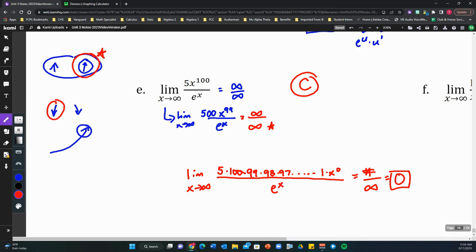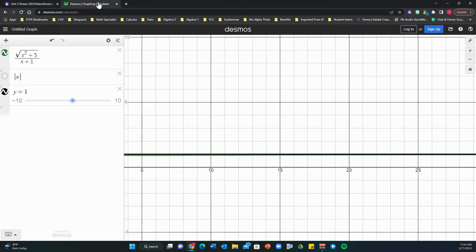This is a case where we don't have to keep doing L'Hopital's, because it would take us forever to actually do this 99 times. It would be ridiculously impossible. I don't even know if Desmos can calculate that big of a number. I bet it can, but it's probably going to give me scientific notation.